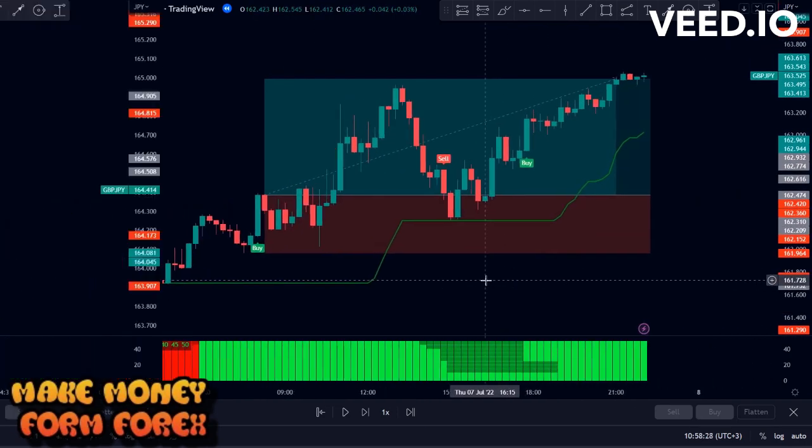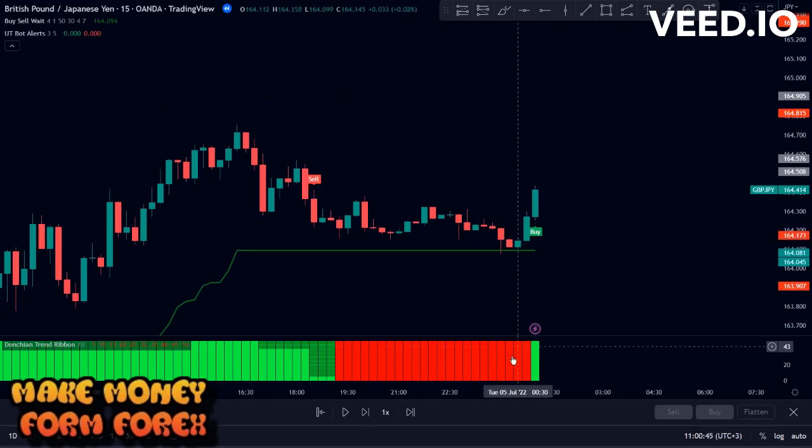Here is another example. As we can see here, the Donchian Trend Ribbon changed color from red to green, and the buy-sell wait indicator was also colored in green. Finally, we see that the UT bot alerts issued a buy signal, so this becomes our entry candle.